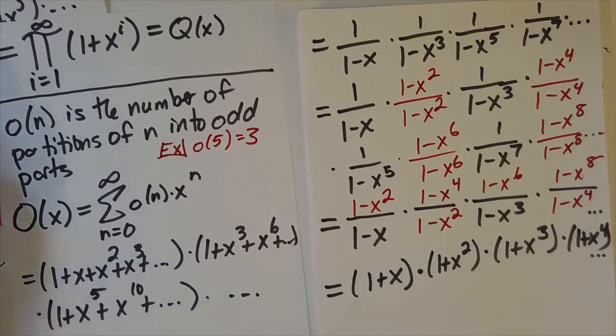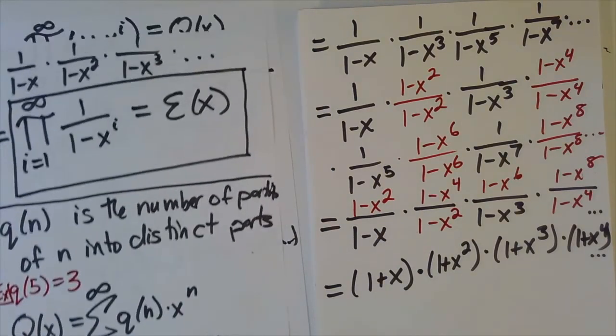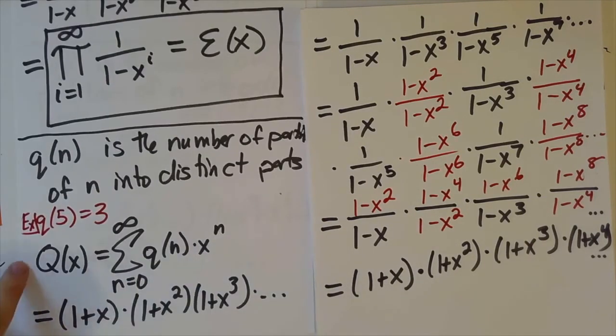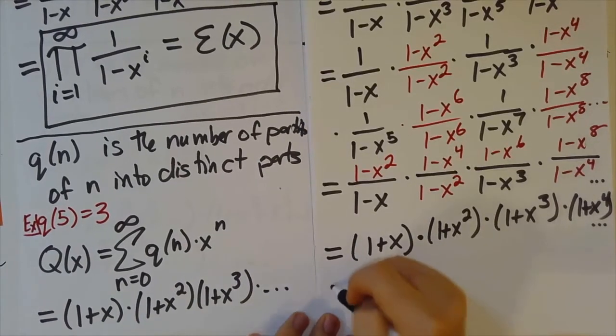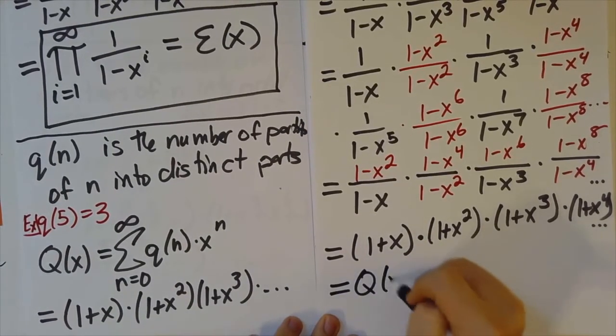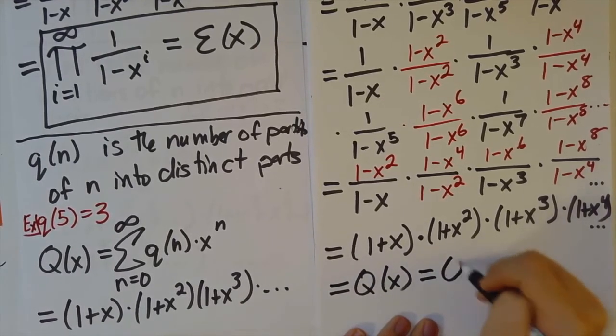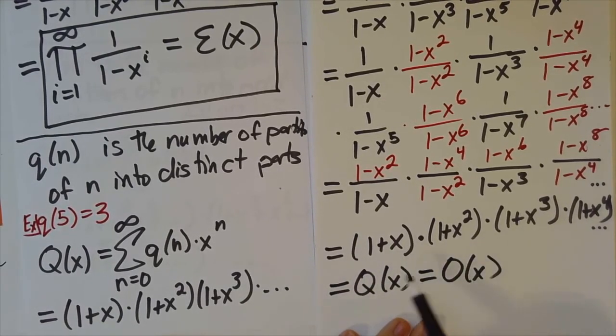But we've seen this before. Namely, this is exactly the generating function that we wrote down for q of x, the number of partitions into distinct parts. And so what we've proven here is that in fact, the generating function for the number of partitions into odd parts is the same as the generating function for the number of partitions into distinct parts.